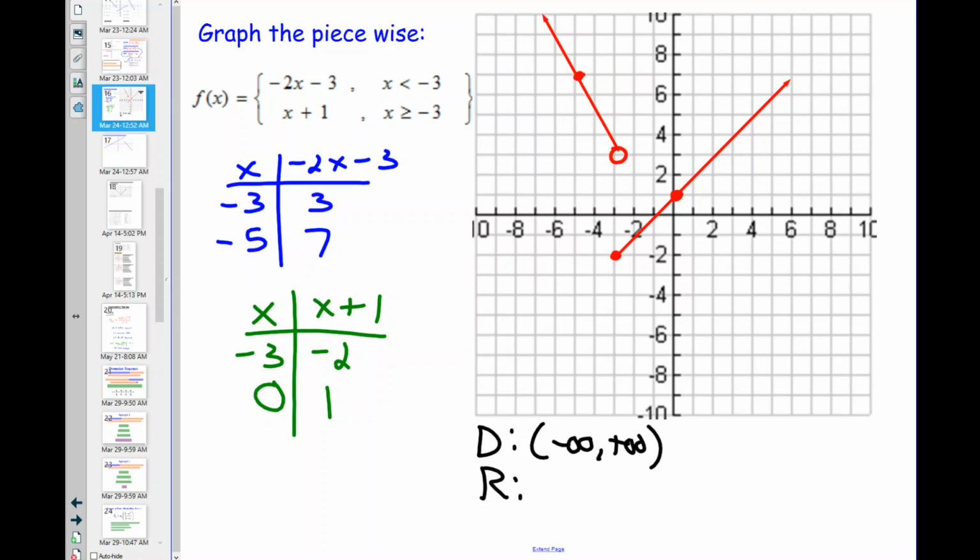And how about the range? What do you think, Tom? Oh, very good. We go as low as negative 2, and really we don't even need that left piece because that right piece is going to span the entire range. Any questions there?